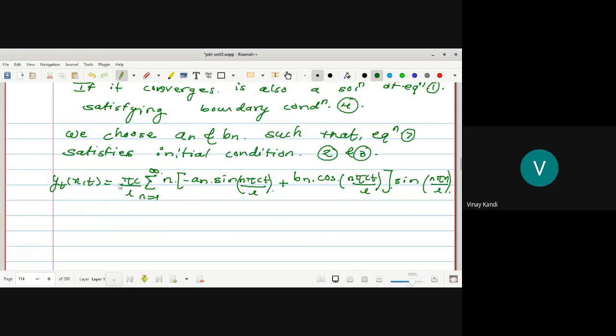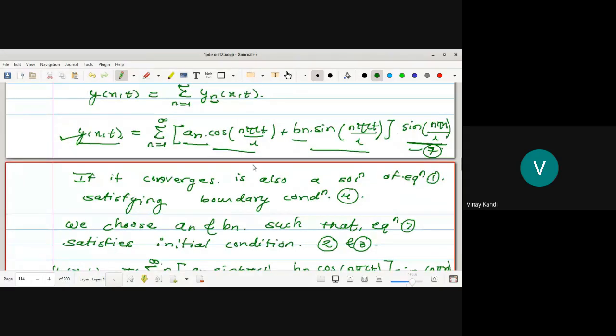Okay, so this is the yt of x,t. Now the initial condition. What does initial condition 2 give? y of x,0 is equal to f of x. That implies f of x, put y of x,t with t equal to 0. Wherever there is t, put 0. Okay, put 0 here. Wait a minute.